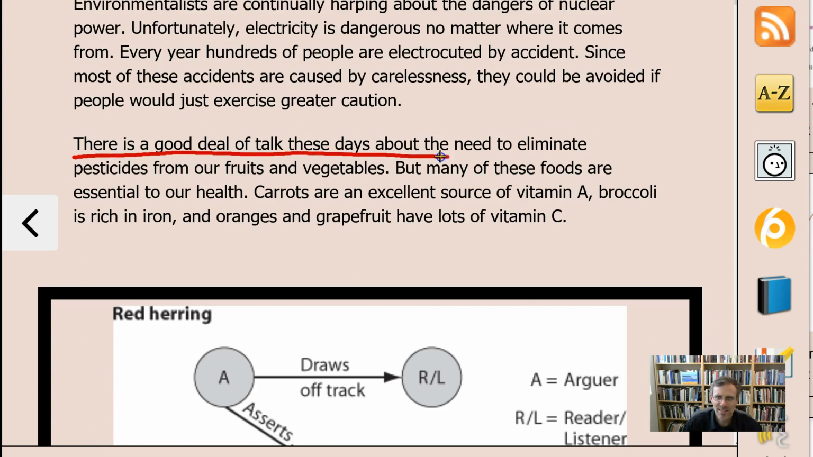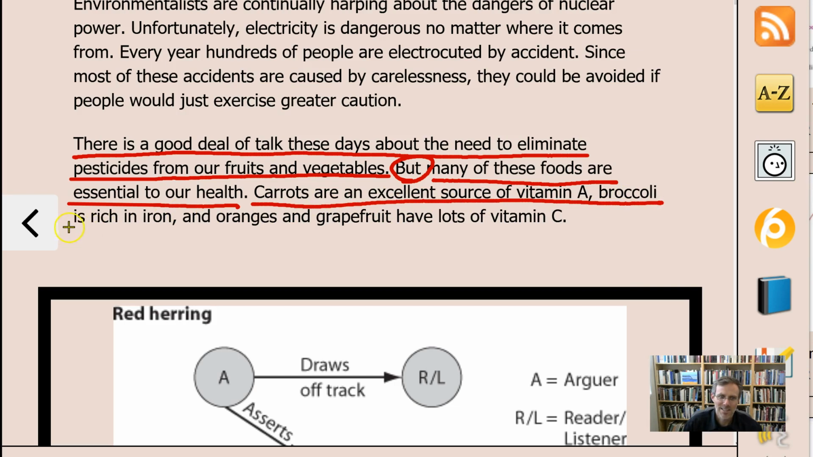Here's one of Hurley's examples. There's a good deal of talk these days about the need to eliminate pesticides from our fruits and vegetables. But, and here comes the red herring, dragged across our path to distract us from the actual argument, many of these foods are essential to our health. Here's some more irrelevant information. Carrots are an excellent source of vitamin A, broccoli is rich in iron, and oranges and grapefruit have lots of vitamin C. All of these are true as far as I know, but not really relevant to whether or not we should have pesticides used on our fruits and vegetables.